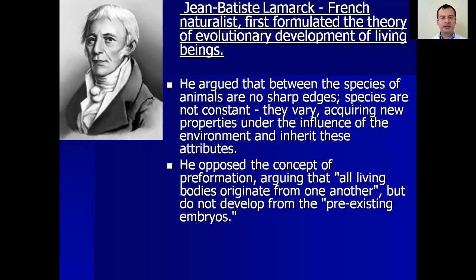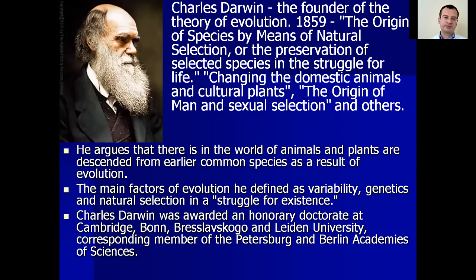Jean-Baptiste Lamarck. He argued that between the species of animals there are no sharp edges. Species are not constant, they vary, acquiring new properties under the influence of the environment and inheriting these attributes. He opposed the concept of preformation, arguing that all living bodies originate from one another, but do not develop from pre-existing embryos.